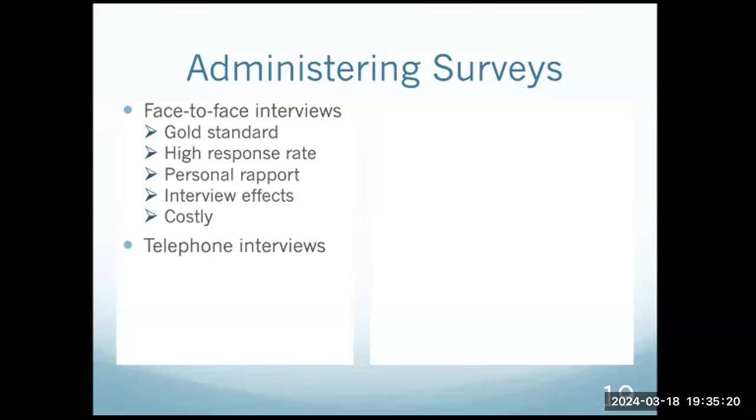Telephone interviews are not as common, lower response rate. People will just hang up, right? Also, you don't know if the person who's answering the questions is actually paying attention to what you're saying because you're on the phone. You can't see them, right? So distractibility could be a problem. It's also more mentally taxing for somebody to listen on the phone and hear the questions. And it takes more time to cognitively process the questions.